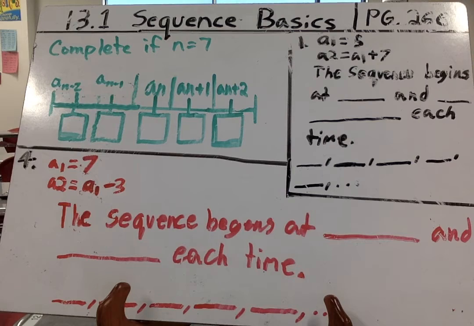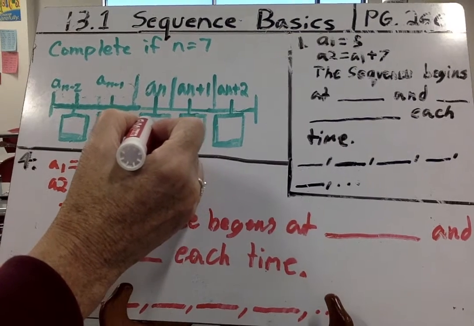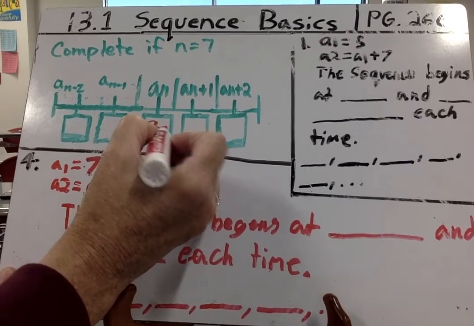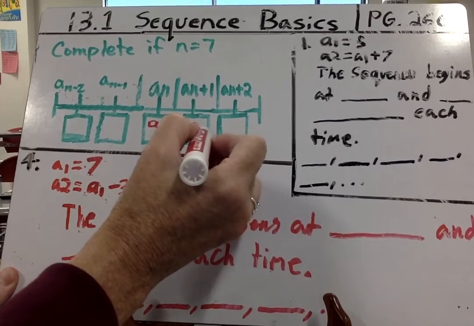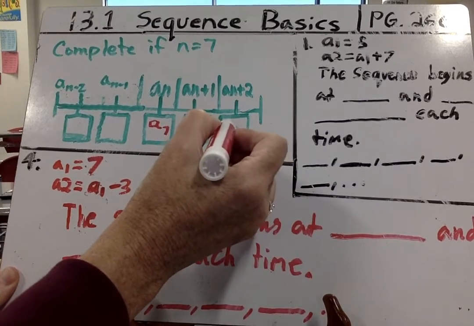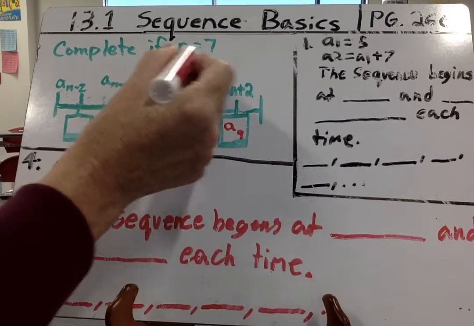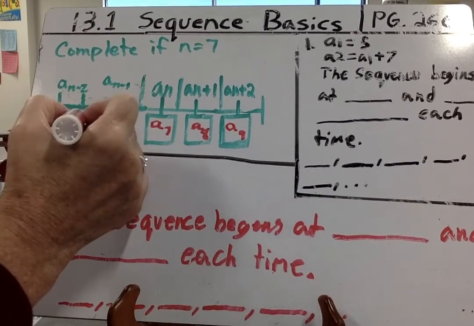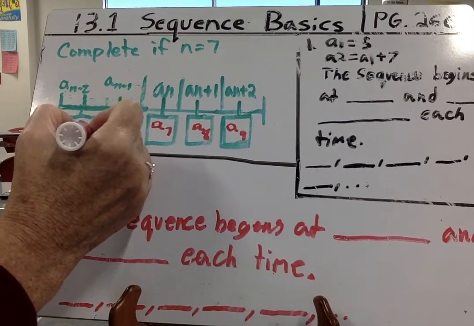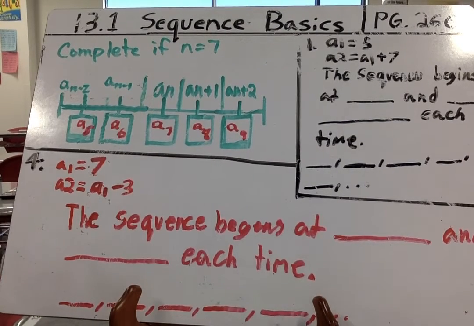So we complete this if n equals 7. If n equals 7, this would be A7. Then if it's n plus 1, it would be A8. N plus 2, A9. Now, if I say n minus 1, what's 7 minus 1? 6. And then n minus 2. Okay. So again, the first term in a sequence is in general A1.